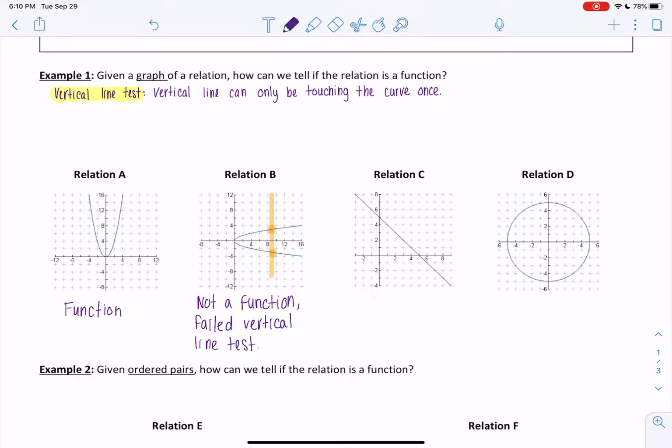Now let's look at relation C. So for this relation, I draw my vertical line down and picture it moving across to the right. And at no point would it be touching that line more than once. Therefore, this is a function.